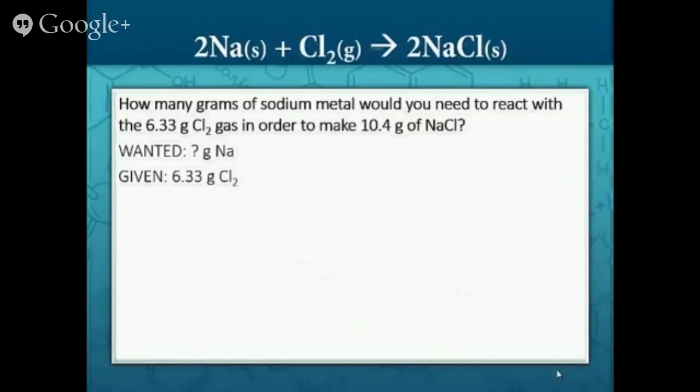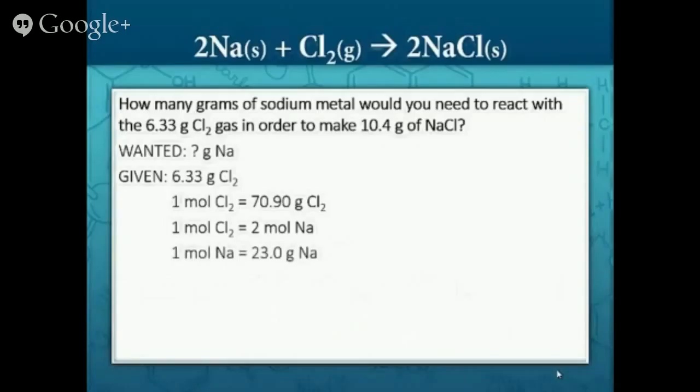To go from grams of chlorine gas, we need the molar mass of chlorine gas, which is 70.90 grams. That will convert it to moles of chlorine gas. From the balanced reaction, we know for every mole of chlorine gas, we're going to need 2 moles of sodium. And then to figure out the grams of sodium, we're going to need the molar mass of sodium, which is 23.0 grams.